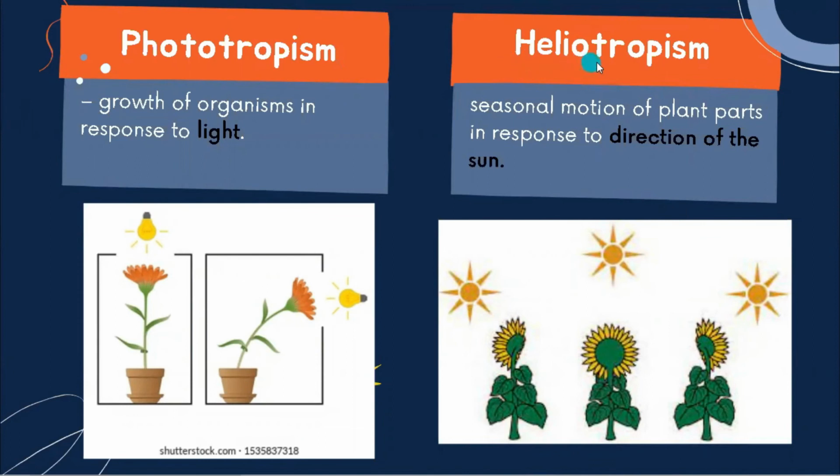Ang difference na sa heliotropism, ang heliotropism kasi, it is just a seasonal motion of plant parts. It doesn't involve the whole plant in response to the direction of the sun. Ang example dito is hibiscus. So, yung flower niya, ng sunflower, it will follow the direction of the sun.